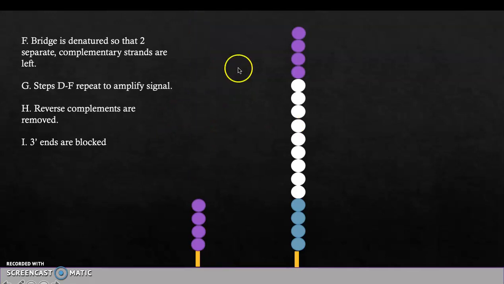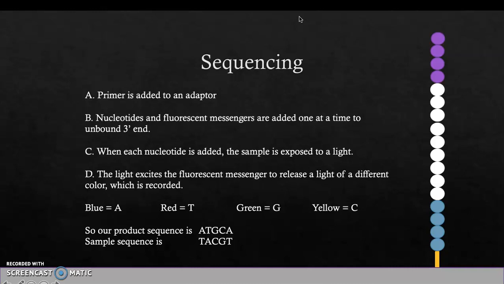We repeat this process a few thousand times, and it makes thousands of copies of both of these 2 samples here. And then everything that represents the reverse complement of our original sample is washed off. And then 3' ends are bound, which would be here and here. And this makes sure that when we're doing our sampling, the nucleotides are added in this direction and not here at the end of our sample. So then we move on to sequencing.